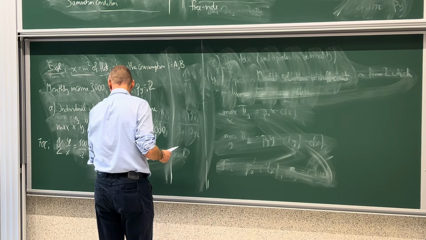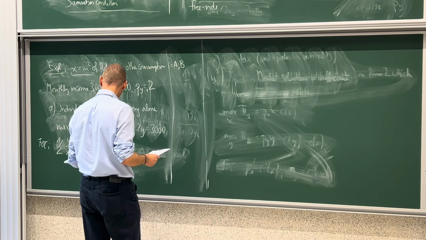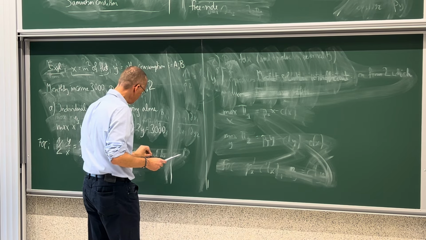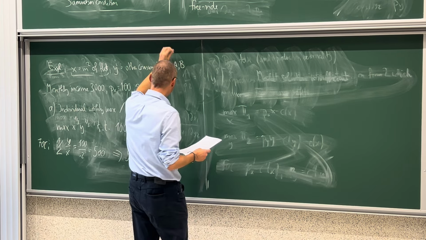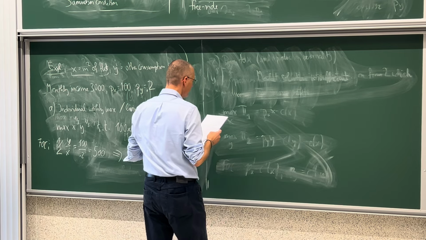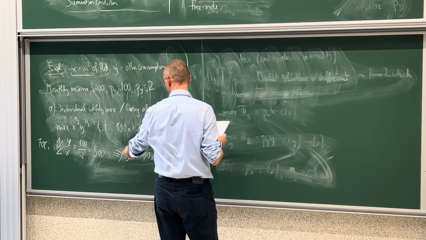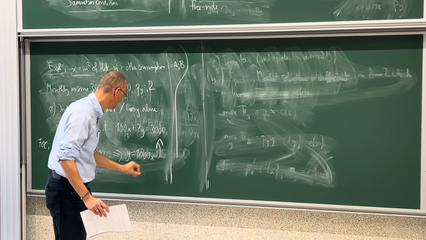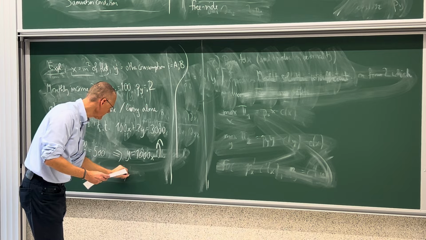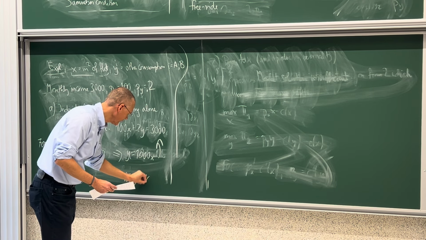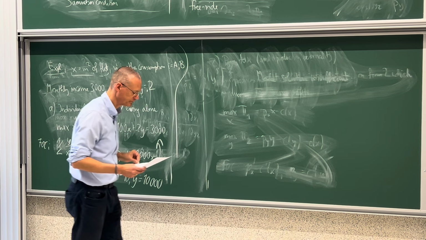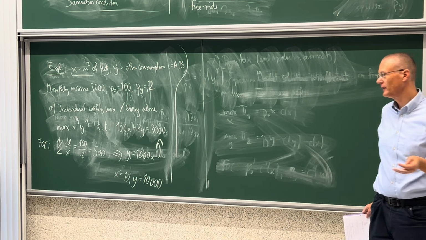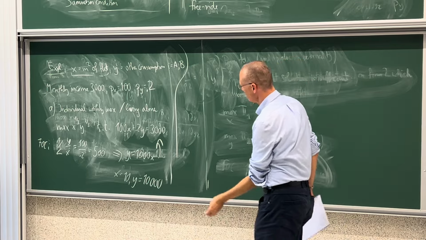From this we get y is equal to 1000x. And then we plug this into the budget constraint, and then you get x is equal to 10, and y is equal to 10,000. This is individually living by yourself, this is how much you buy of x.